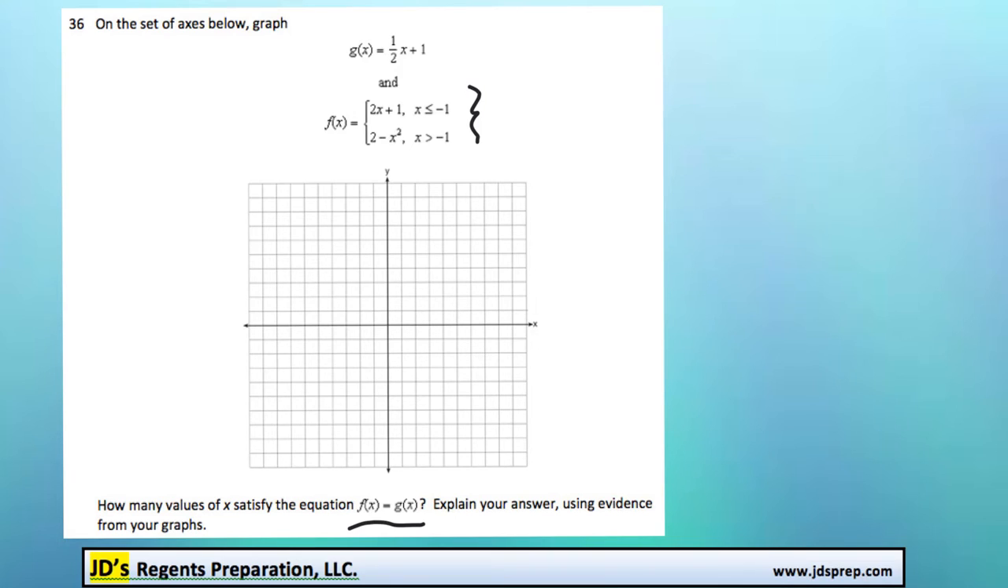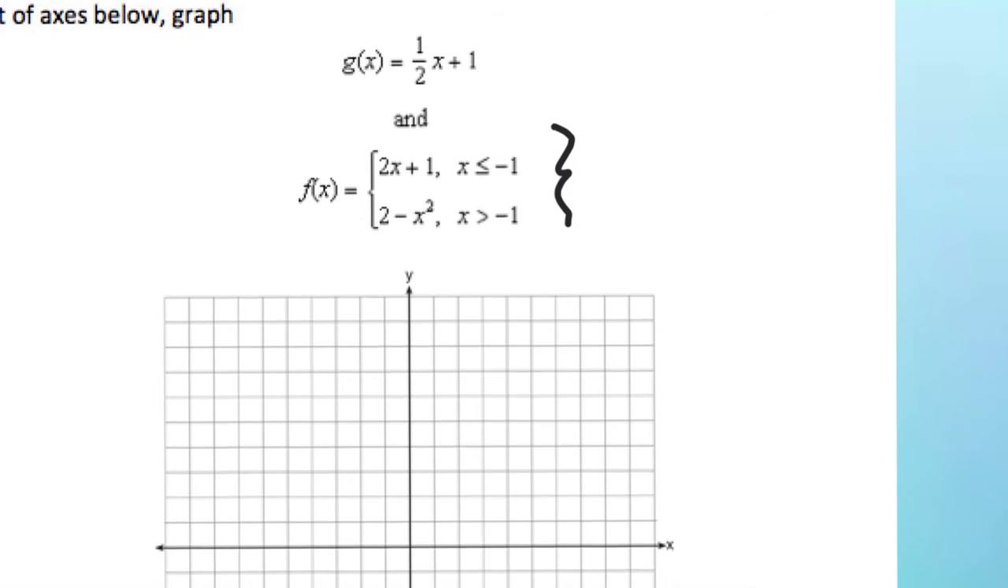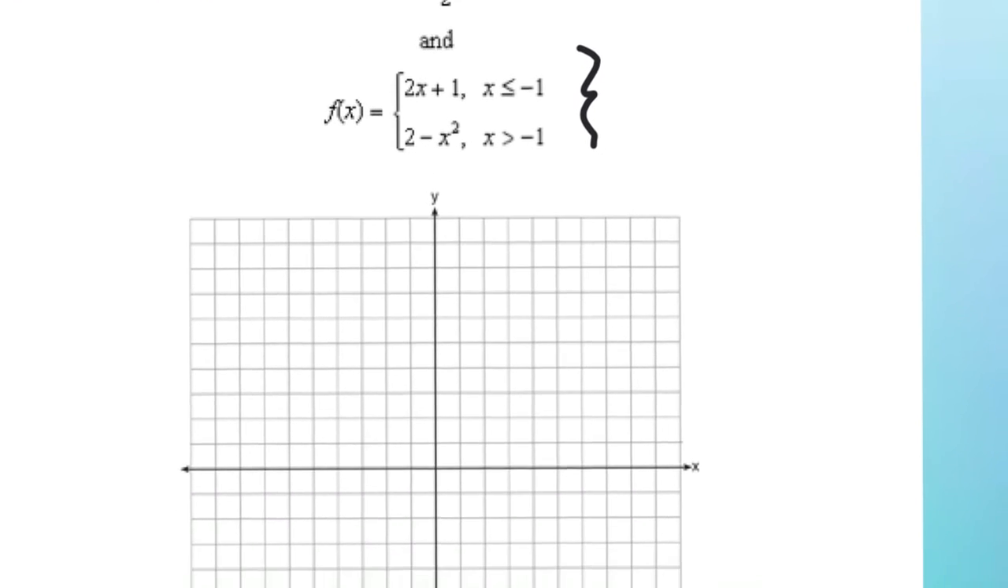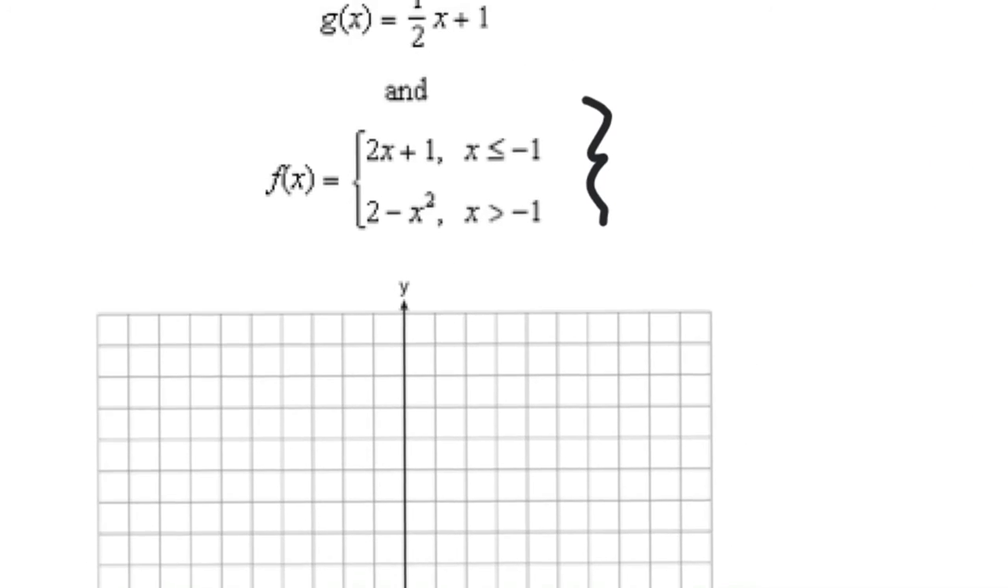So essentially what we need to do is graph both of these functions and find out where and how many times they intersect each other. Alright, now I have to zoom in for this one. Alright, so first one is g of x equals half of x plus 1. Okay, that's everywhere. So our first one is half of x plus 1 to get our y value.